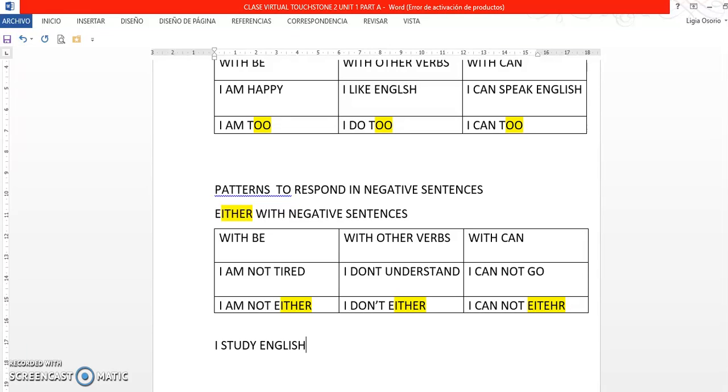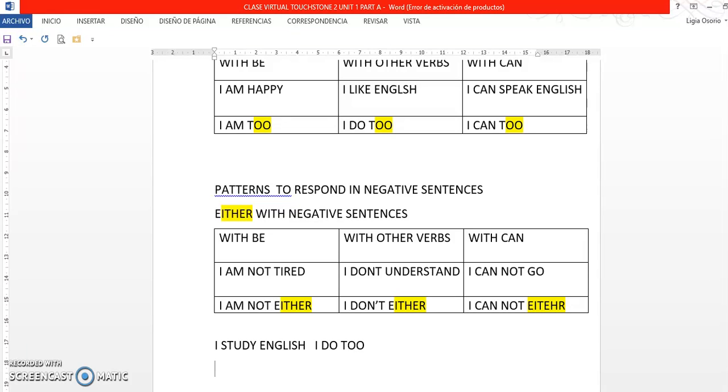So if you want to say yo también, remember how are you going to respond? First of all, you have to see here in this example, I study English, that the sentence is in affirmative. And then you have also to pay attention to the tense of the verb. If you are using a simple present tense verb, remember you have to use the helping verb such as do or does. Okay? If I am using I study English, my response is going to be, remember, I do too. Okay? In the same order, I do too.